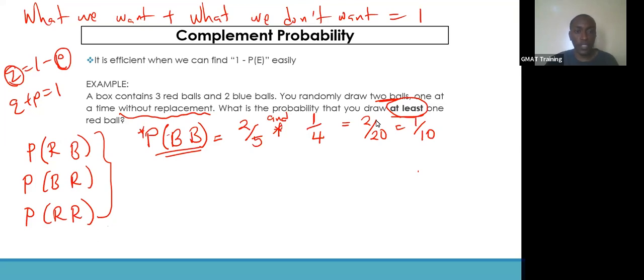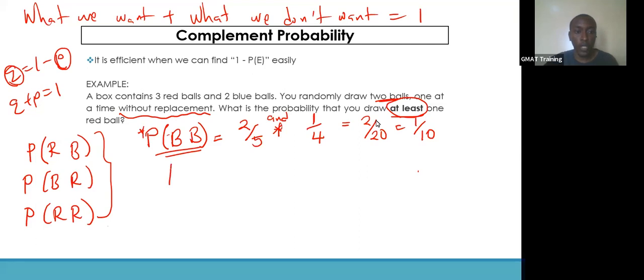This is what you don't want. Now, be careful when you're doing a test, because you'll find 1 over 10 in the answer choices. You'll use the complement probability, the complement rule, to solve the question, since you have "at least". Don't be in a rush to pick 1 over 10. Instead, remember to subtract from the total.